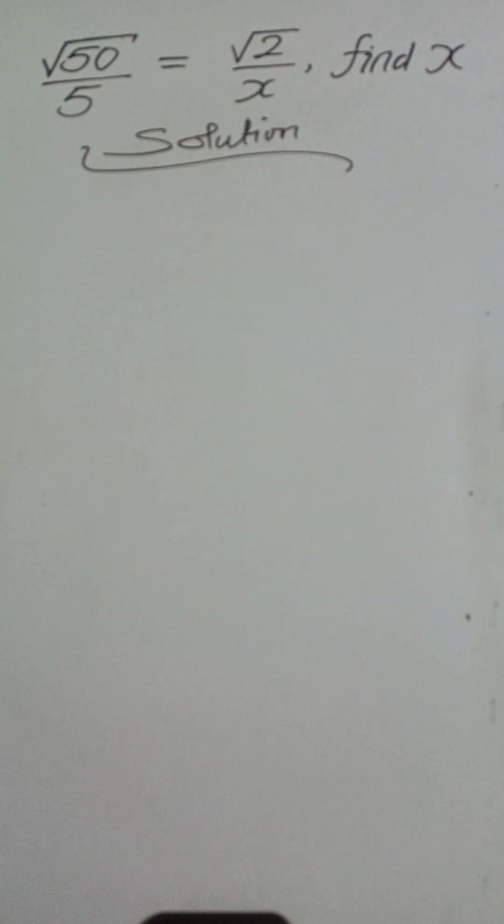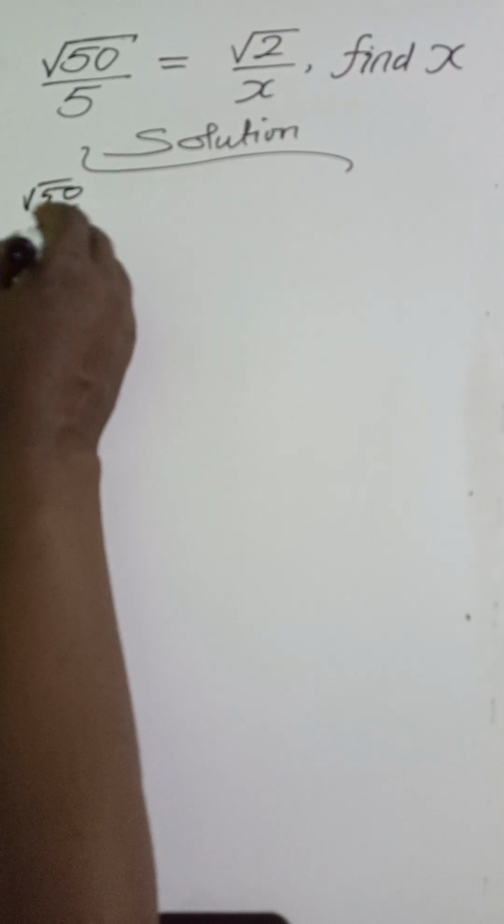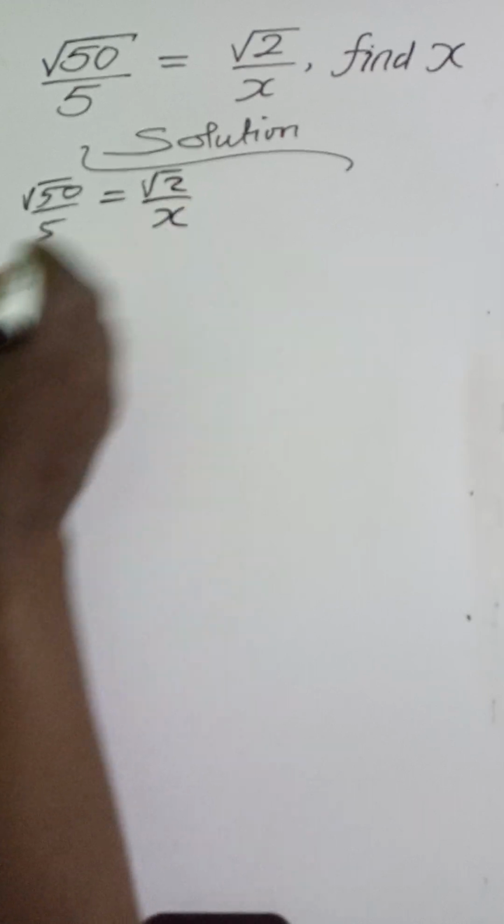Hi, this is a tricky rational equation to solve, and so you should pay attention and follow the solution right to the end because we are going to show some possible errors that should be avoided. All right, so we have root 50 all over 5 is equal to root 2 all over x, to solve for x.